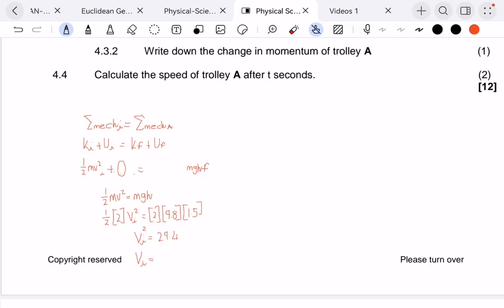With 1.5, I get v squared is 29.4. Therefore, taking the square root of 29.4, which is, I'm having problems here, the square root of 29.4, yeah, so I get the answer of 5.42 meters per second. So that is our first answer.